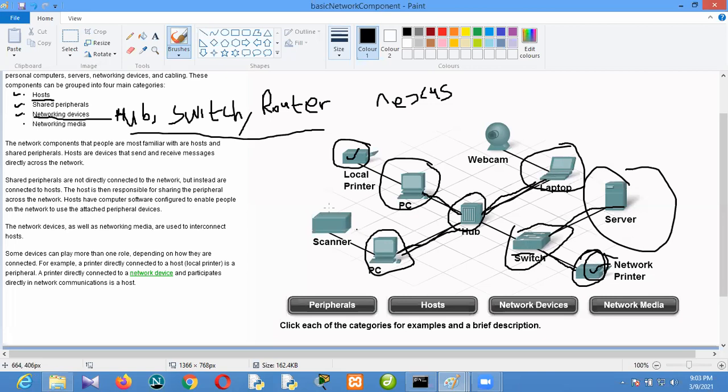This scanner is a peripheral. This webcam is a peripheral, because they are connected to the host. Now, that's just the first thing.